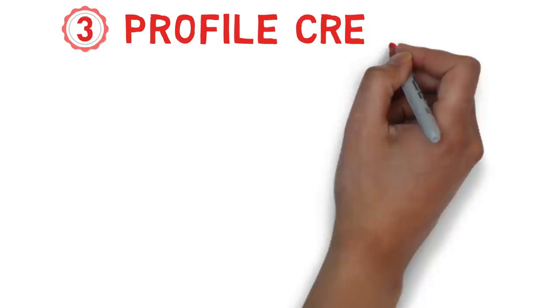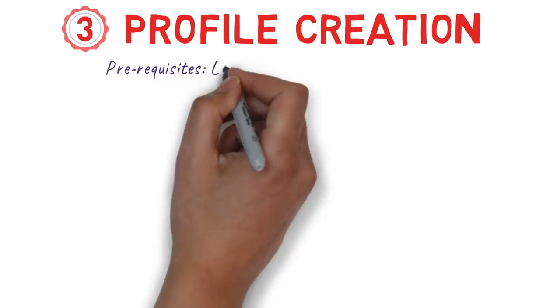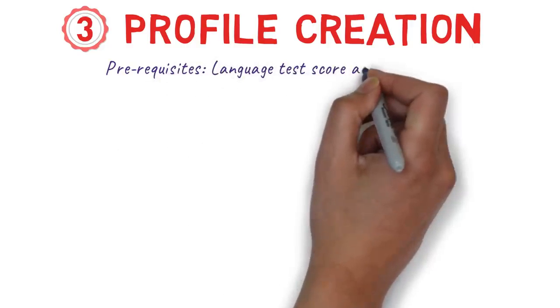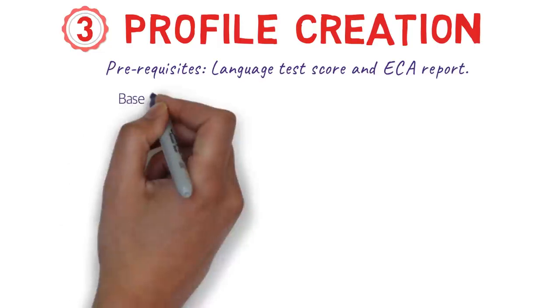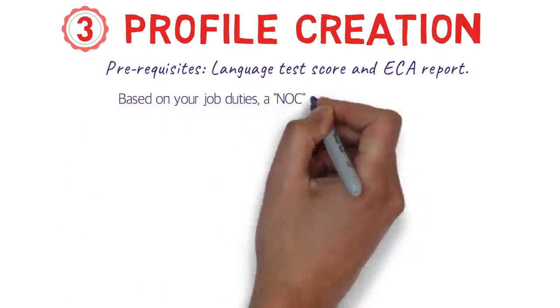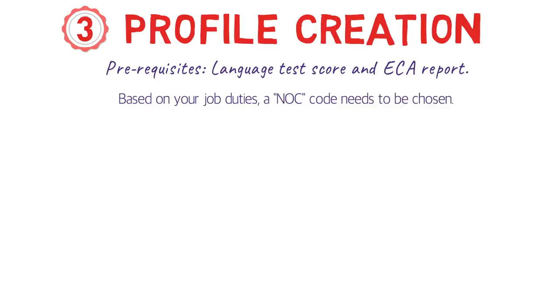Okay, now step 3, creating your Express Entry profile. There are a few prerequisites before you create the profile. You should have your language test score and your ECA report ready with you, which means your step 1 and step 2 should be completed before you do step 3. Based on your job duties, a NOC code needs to be chosen by you.